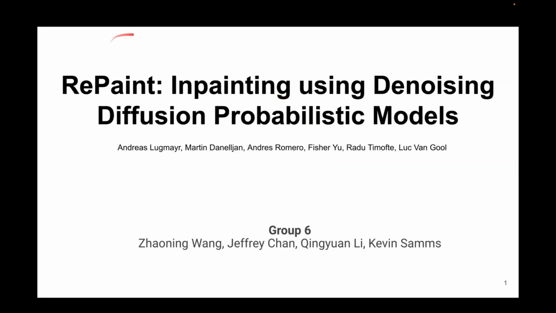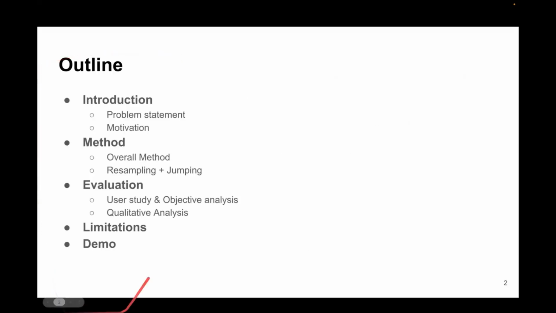And today we are presenting RePaint, which is inpainting using the denoising diffusion probabilistic model by Andreas Lugmayr and collaborators. This is the outline for today's presentation. I will start discussing the introduction, the problem statement, and motivation. Later on, Eric will start discussing the method, why resampling and jumping is important, and Kevin will present the evaluation and objective analysis, and Lee will discuss the qualitative analysis, limitation, and demo.